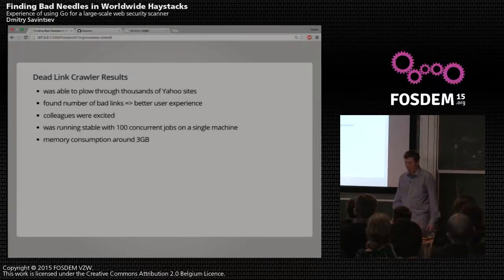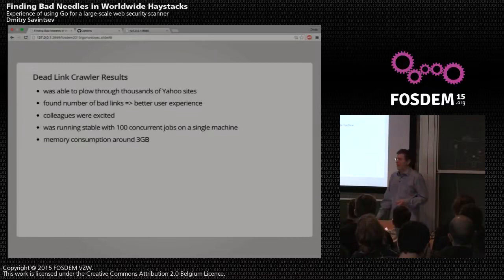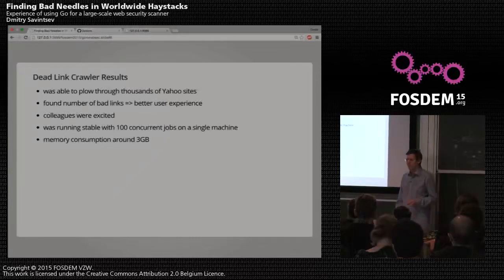It was able to plow through thousands of Yahoo sites. I made it specifically just for Yahoo.com and flew a couple of other domains like Flickr and Tumblr. It found a couple of dozens of bad links that we then fixed, something like maybe 2 clicks from the home pages. It's hard to imagine how it could be found manually. So you need the scan tools, and when they fixed it, it's a better user experience. And the colleagues were kind of excited. Some people told me, that's a great job, and that's good when you're trying to introduce or bootstrap a new language at a corporation.